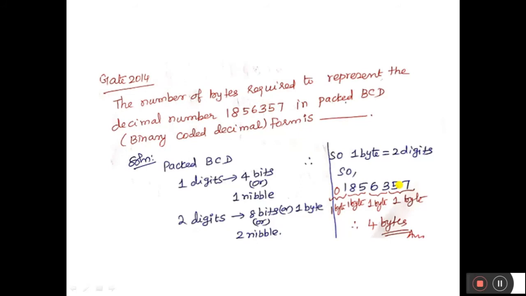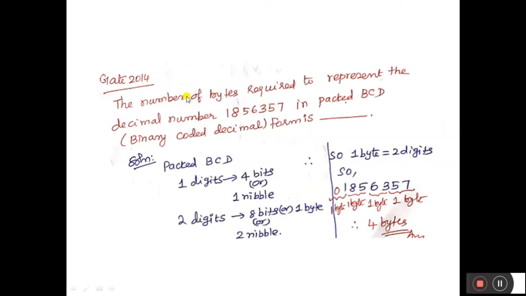The number of bytes required. They are asking the number of bytes required to represent the decimal number in packed BCD form. In packed BCD form, 1 digit is equal to 4 bits, or we can represent it as 1 nibble, and 2 digits means 8 bits. The 8 bits means 1 byte, or we can represent it as 2 nibbles. See here, 2 digits become 1 byte.